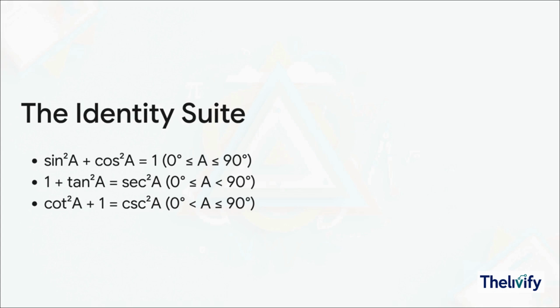The other 2, linking tangent squared with secant squared and cotangent squared with cosecant squared, are what you'll constantly pull out of your toolbox for exercise 8.3. Just keep an eye on those specific angle constraints. Notice how the tangent identity is strictly less than 90 degrees? That's because tangent is actually mathematically undefined at exactly 90 degrees.